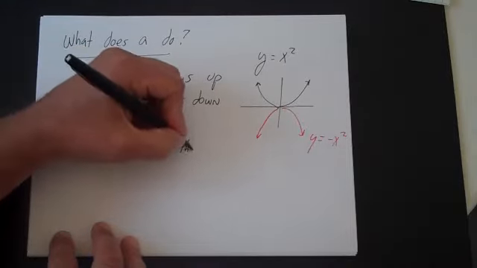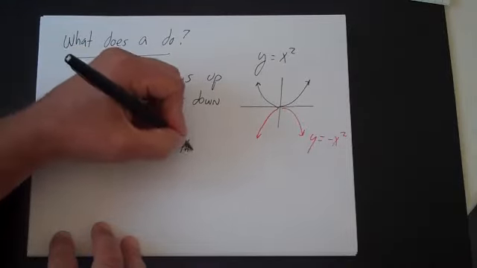Let's do y is equal to minus 1/2 x squared. First of all, it opens down because a is negative. Now let's look at the absolute value of a. The absolute value of a is a positive 1/2. That's between 0 and 1. So that means it's going to be wide. So this one's going to open down, or it's going to flip, and it's going to be wide. So it's going to look something like that. y is equal to minus 1/2 x squared.